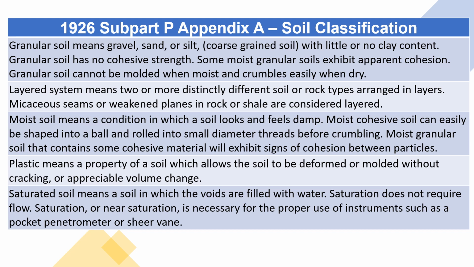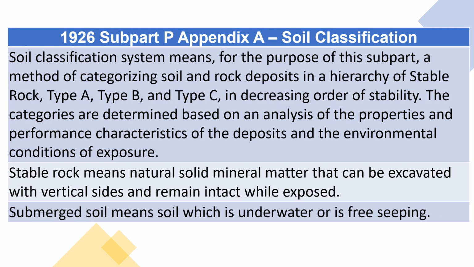Saturation does not require flow. Saturation, or near saturation, is necessary for the proper use of instruments such as a pocket penetrometer or shear vane. Soil classification system means, for the purpose of this subpart, a method of categorizing soil and rock deposits in a hierarchy of Stable Rock, Type A, Type B, and Type C, in decreasing order of stability. The categories are determined based on an analysis of the properties and performance characteristics of the deposits and the environmental conditions of exposure. Stable rock means natural solid mineral matter that can be excavated with vertical sides and remain intact while exposed.